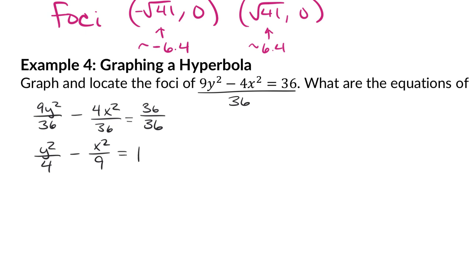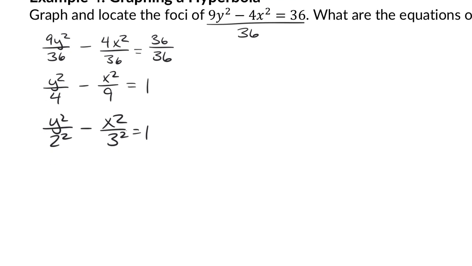Okay, fabulous. Based on this formula, let me write it one more time where we can see the squared showing. This is going to be y squared over 2 squared minus x squared over 3 squared equal to 1. Is this hyperbola going to have a vertical or a horizontal transverse axis? Vertical. Keep that in mind when we start to graph.